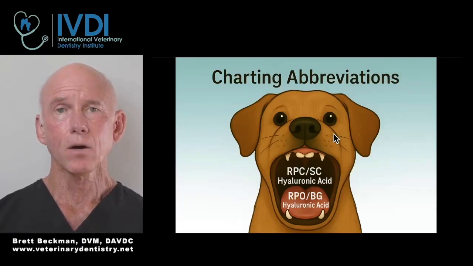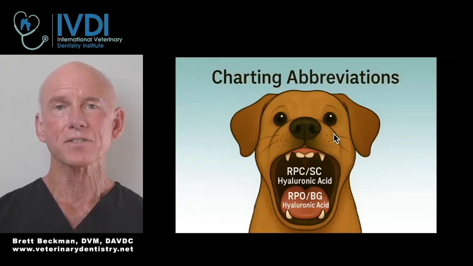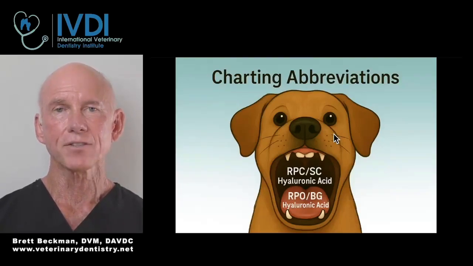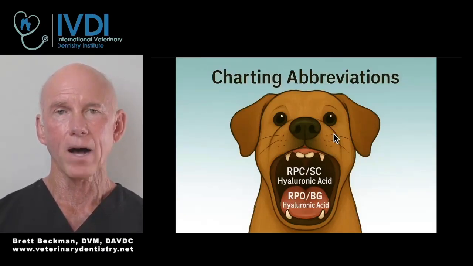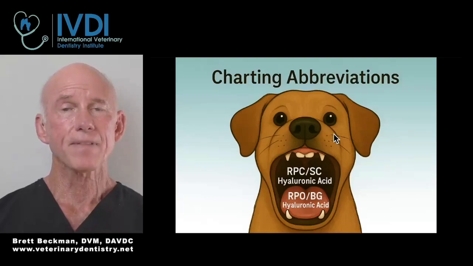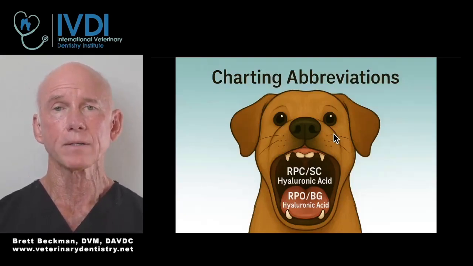So root planing closed subgingival curettage is abbreviated with RPC and SC/SC very easily. And then hyaluronic acid, you can abbreviate HA. So that is your designation for the treatment portion of a periodontal pocket where you have bleeding and you've done the RPC/SC. Same thing with the bone graft and root planing open, RPO/BG, and then HA to use as the abbreviation in your dental chart each time you do these.